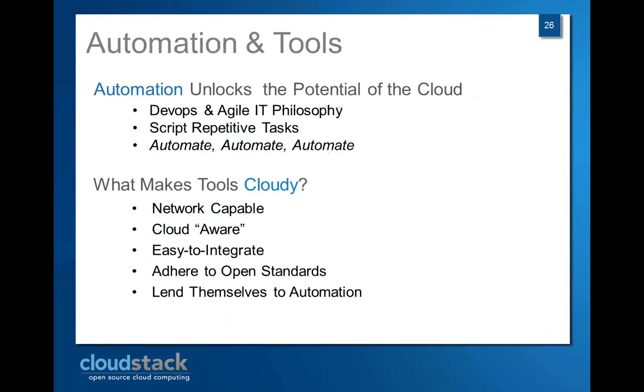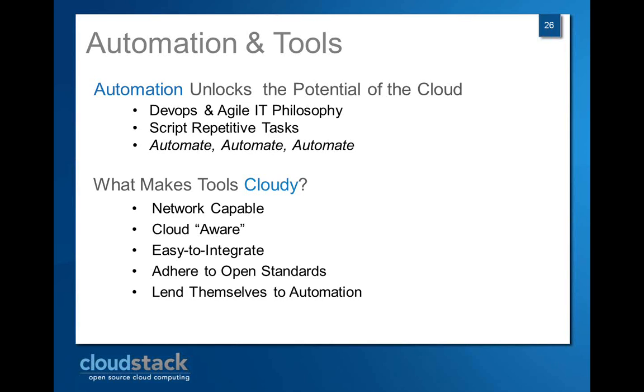So how do you actually manage a cloud? One of the big things is we've gone to a philosophy that says we need to find tools, we need to script everything that is automatable, we need to find any repeating task and automate and script it, and we need to have essentially a DevOps / agile IT philosophy. So automation is the key to managing a large cloud. Keep that in mind going forward.